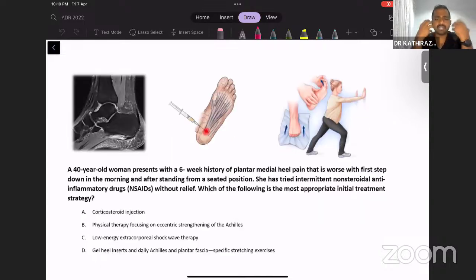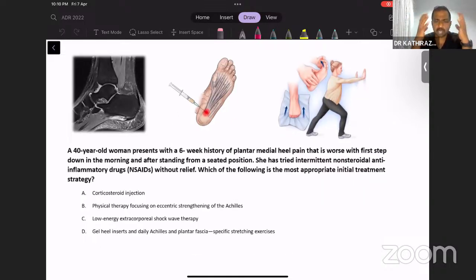And now another common, easily picked topic, very commonly asked, but with a better explanation, I'm trying to put the same question. This question is about plantar fasciitis. The person has tried NSAIDs and it is not helping. So what else will we try?